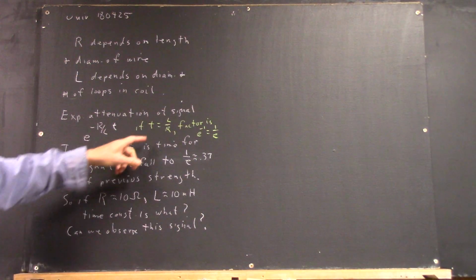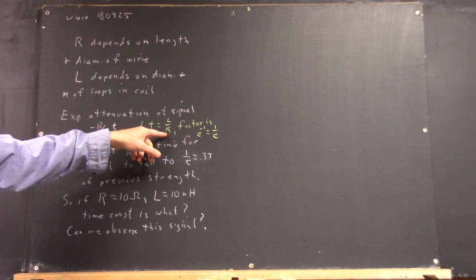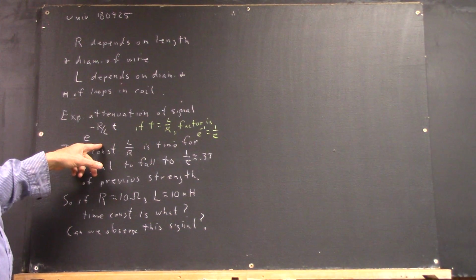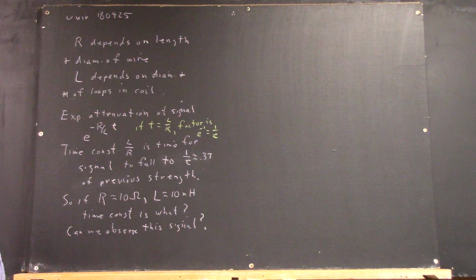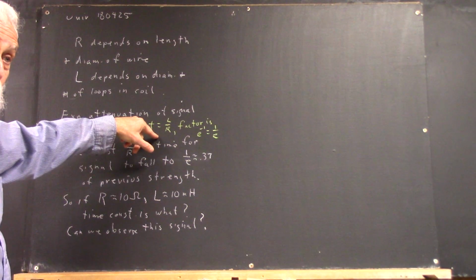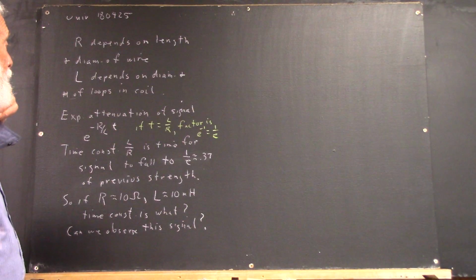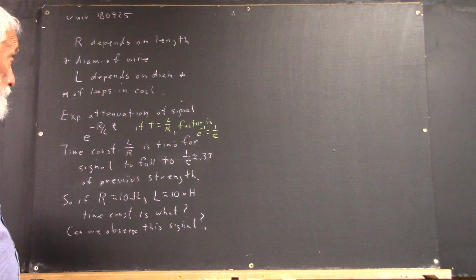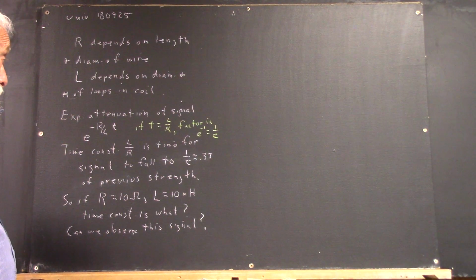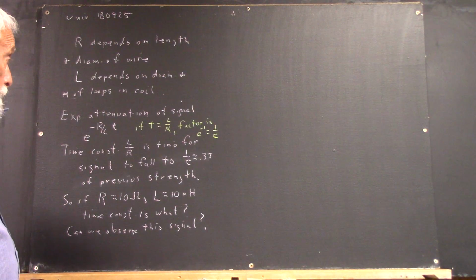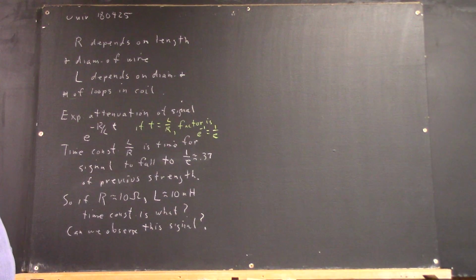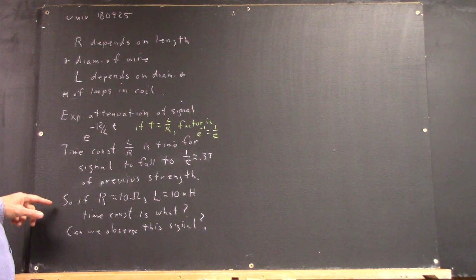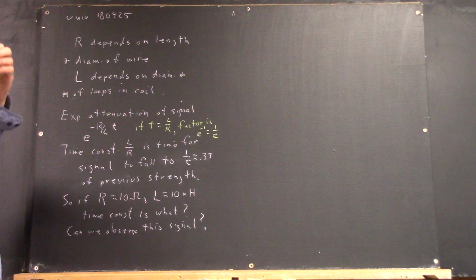As you can easily verify, if the time is L over R, then you're going to get e to the -1, which is 1 over e, which is what we're talking about, right? So that's why L over R is the time constant. And it should have units of seconds, or units of time. So anyhow, that's what we have here.